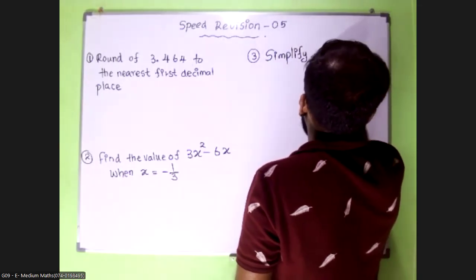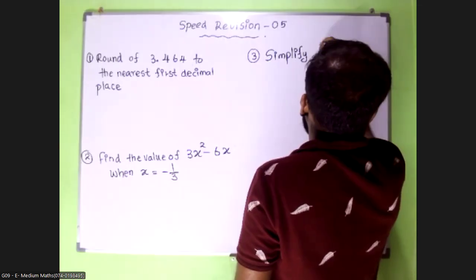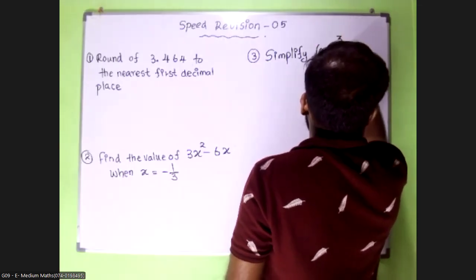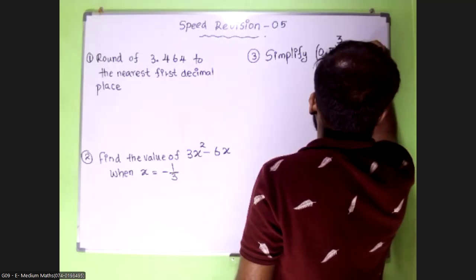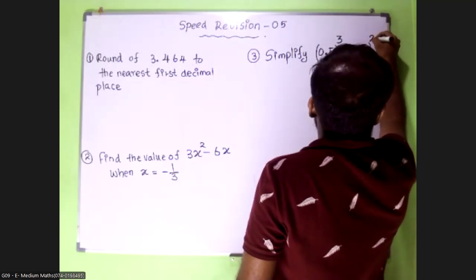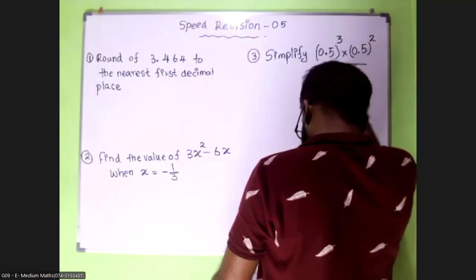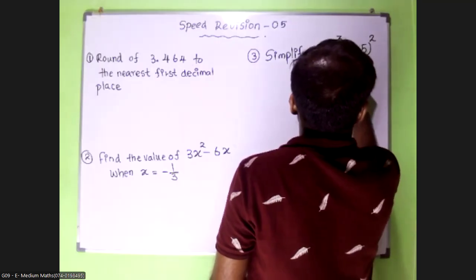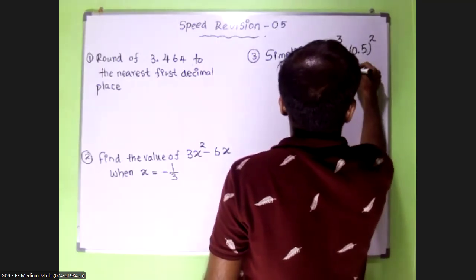Simplify 0.5 to the power 3 multiplied by 0.5 to the power 2, divided by 0.5 to the power 4.